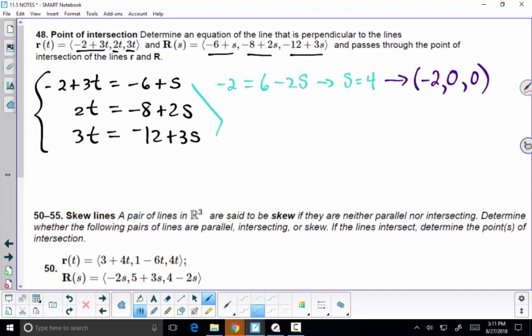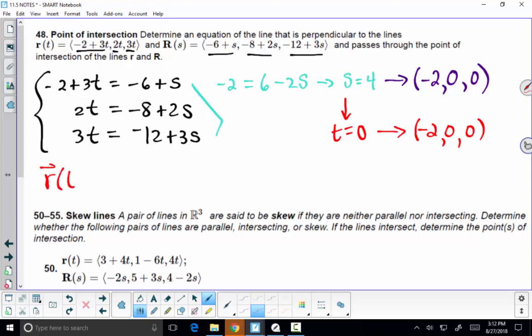Now, if we don't trust ourselves with arithmetic, let's make sure that's the same point that is on this line for a different t value. When s is equal to 4, t is equal to 0. If we plug 0 into the t equation, do we get the same ordered triple? Oh yes, we get the same ordered triple. So we did it right. That is the intersection point, -2, 0, 0.